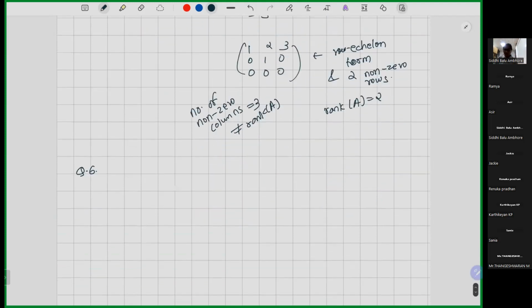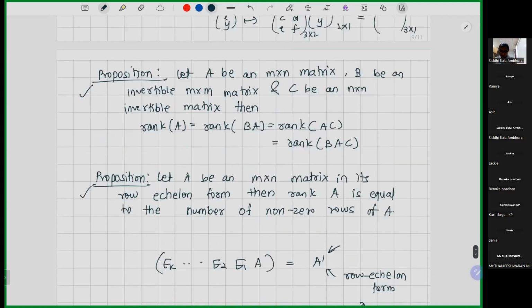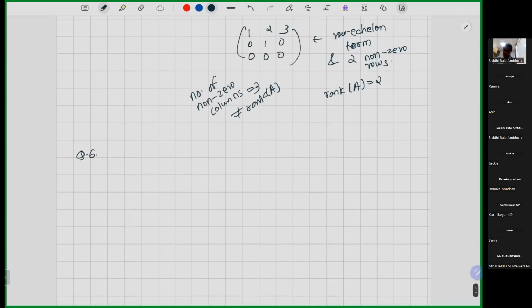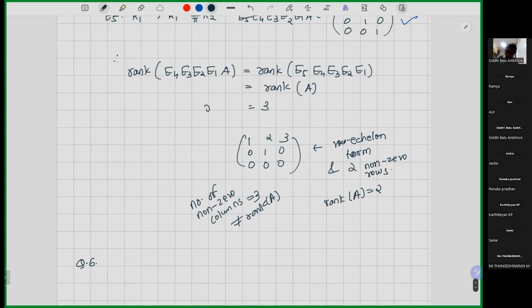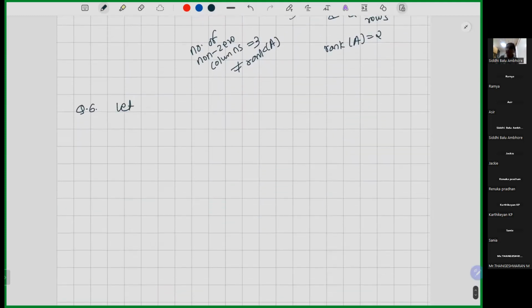Okay, so we'll move to the next question. So here, rank of A is equal to 3. That's it. Let me start with the next question. If you have doubts, please ask. Meanwhile, I will just write the next question.